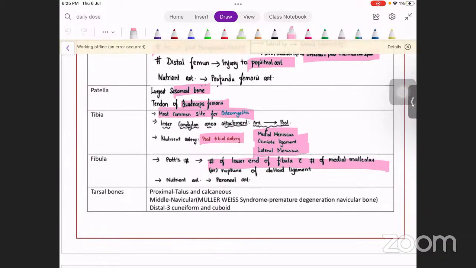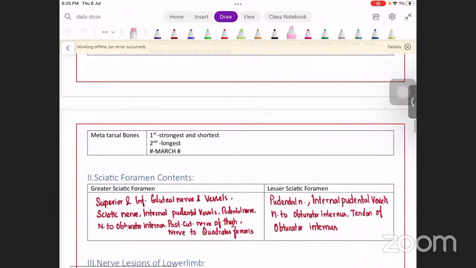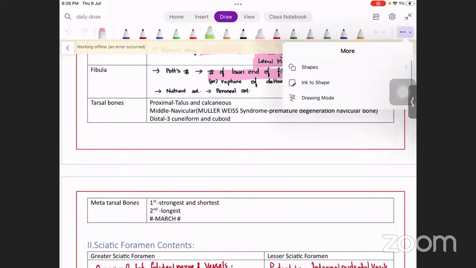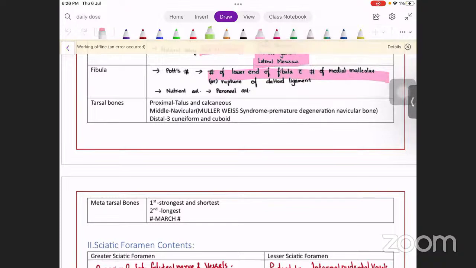Apart from that, tarsal bones: you have the proximal, middle, and distal. Proximal is talus and calcaneus, while the middle is navicular and distal is cuneiform and cuboid. Speaking about the tarsal bones, the important condition you have to know is Mueller-Weiss syndrome, where you see premature degeneration of the navicular bone. You may see premature degeneration of the navicular bone in this patient, which is present in Mueller-Weiss syndrome.